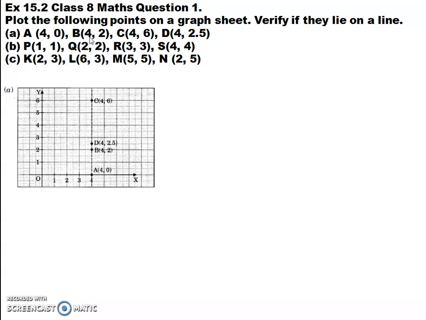Now what is B? 4, 2. Again, we are going 4 units to the right. 1, 2, 3, 4. And 2 units up. 1, 2. So B. Now what about C? 4, 6. First move 4 units to the right, 6 units upwards. Okay, 4, 6. Now D is 4, 2.5.